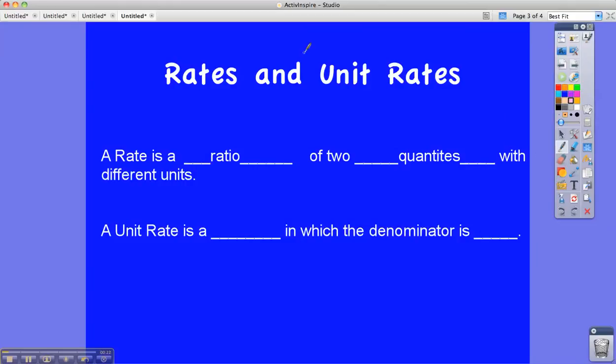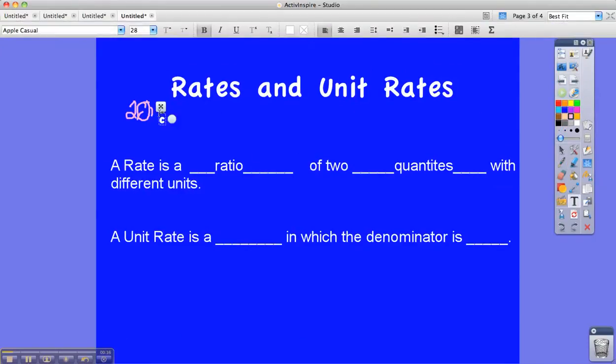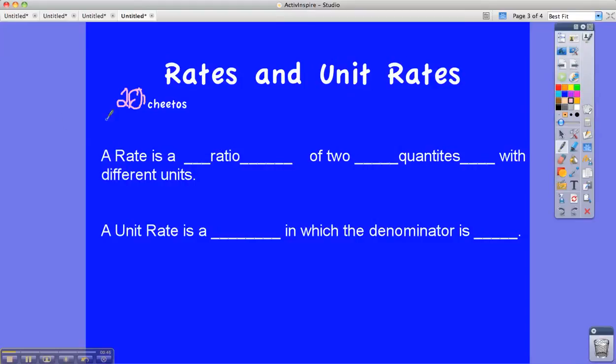So for example, I could say that for every 20 Cheetos, it takes me 3 minutes to eat those. I eat 20 Cheetos in 3 minutes.